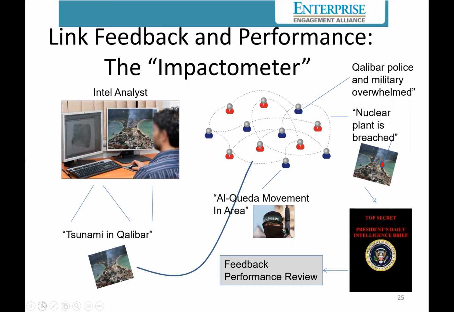They see what all the players were. And there's always a formal performance review. What happened? What exactly happened? And we're really no different.